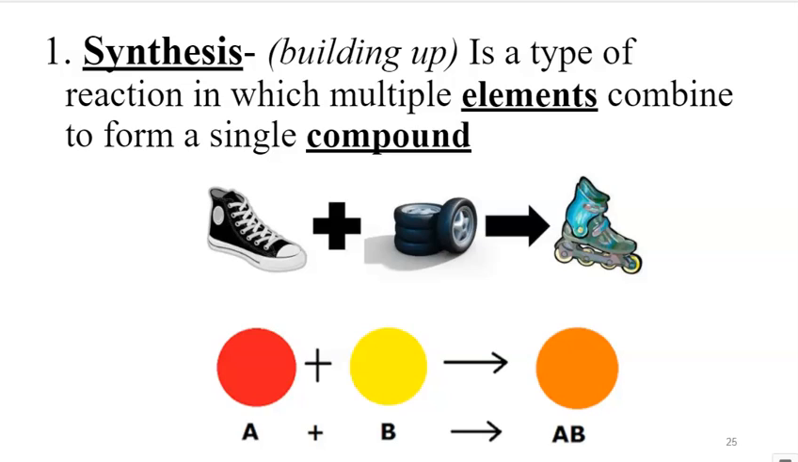So like peanut butter plus jelly equals peanut butter and jelly, right? Very simple. You have things, they come together, they combine, and you get a single product at the end.